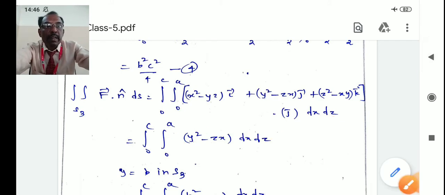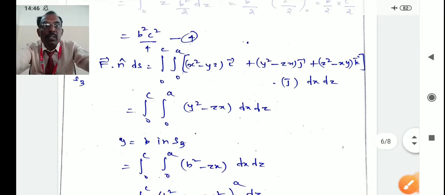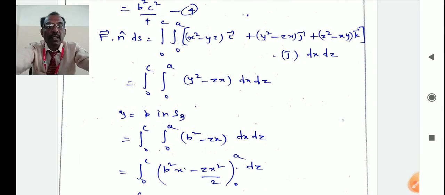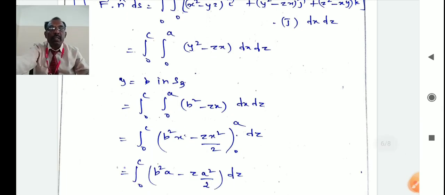Dot product of these two vectors becomes (y² − zx) dx dz. Here y value is b. So (b² − zx) dx dz. So integration of b² is b²x, and integration of x is x²/2. Here put x equal to a, we get b²a − z a²/2.